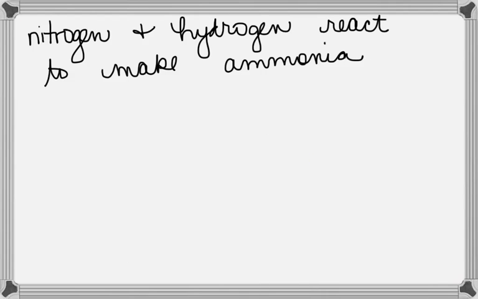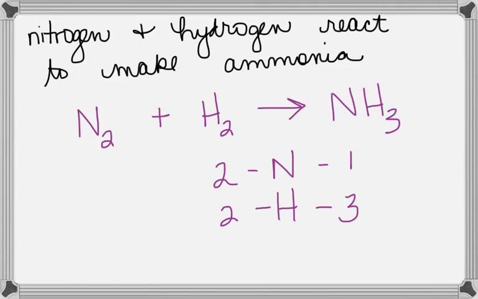Nitrogen and hydrogen react to make ammonia. If you'll recall, ammonia is a common name for NH3. Write the equation and then balance it. Are y'all getting those numbers when you start for the numbers of nitrogens and hydrogens on reactant and product? Okay?